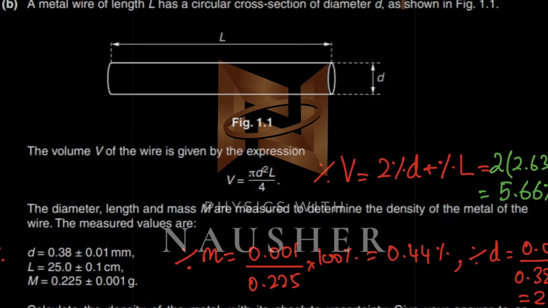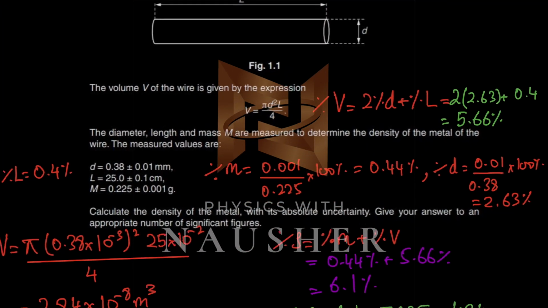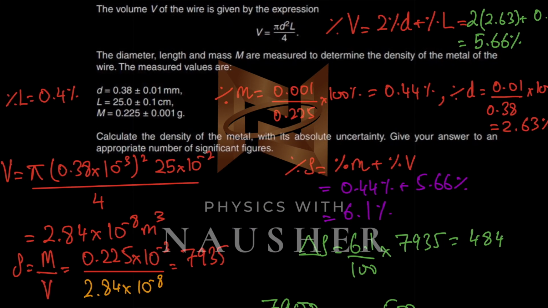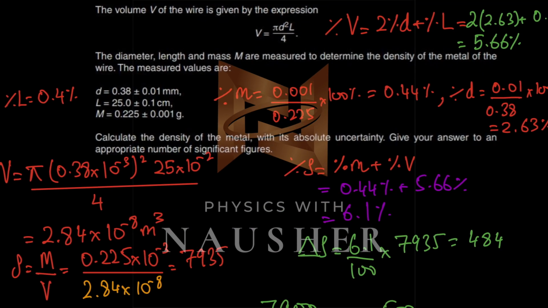Part B, a metal wire of length L has a cross-sectional area as given. Now you have to calculate the density of the metal and the absolute error in the density. So let's start this question. The first thing I want you to focus on is how do we get the value of density? Let me walk you through.